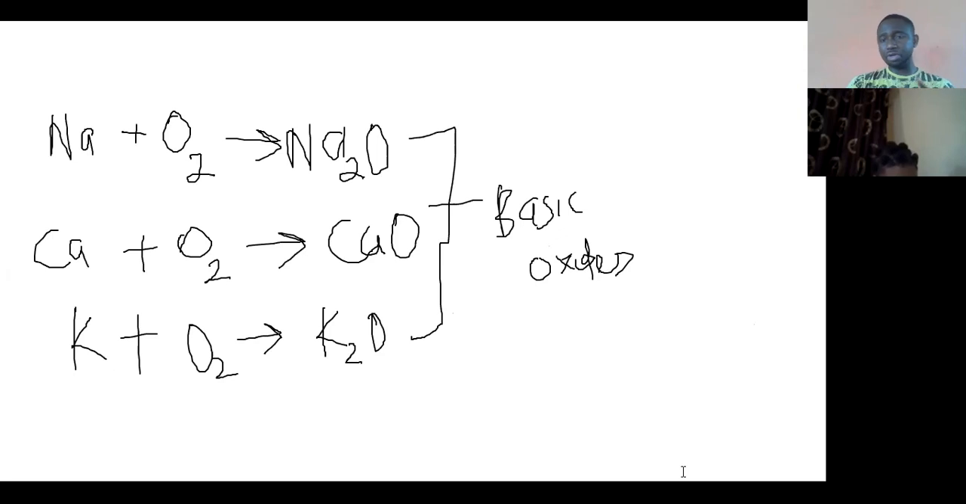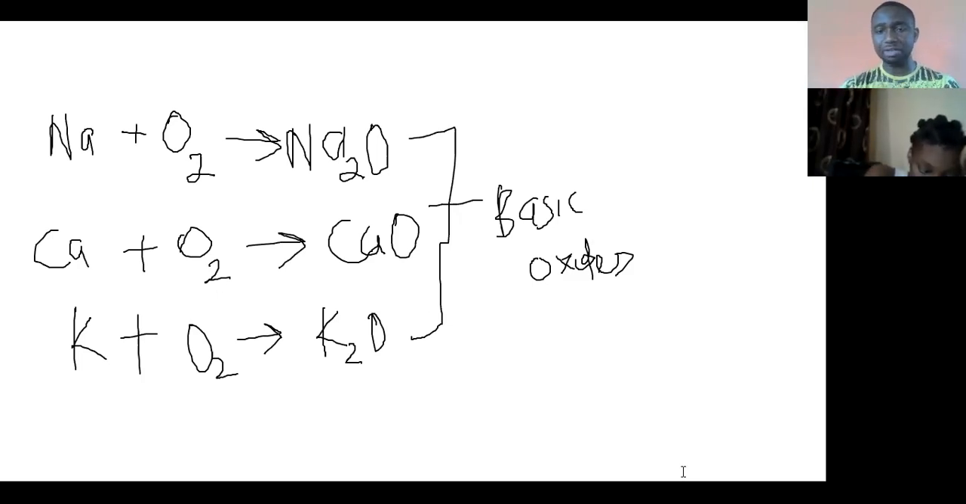Let's look at the reaction of oxygen with non-metals. When oxygen reacts with non-metals, they form, sorry, did I say basic? No, not basic. They form acidic oxides, or we could also call them acid anhydrides, which when they dissolve in water give an acidic solution. So we can call them acidic oxides.